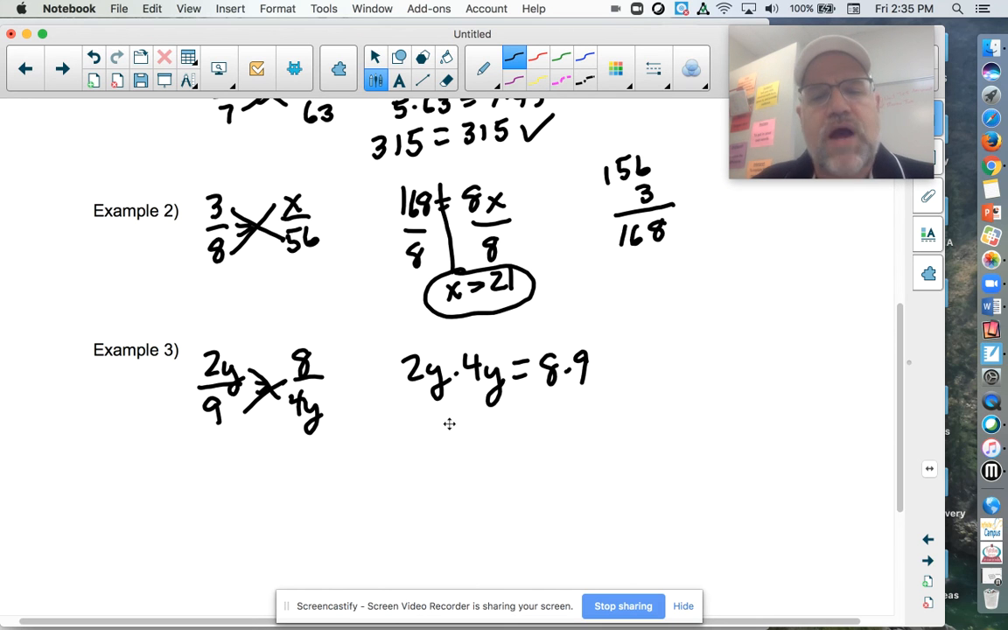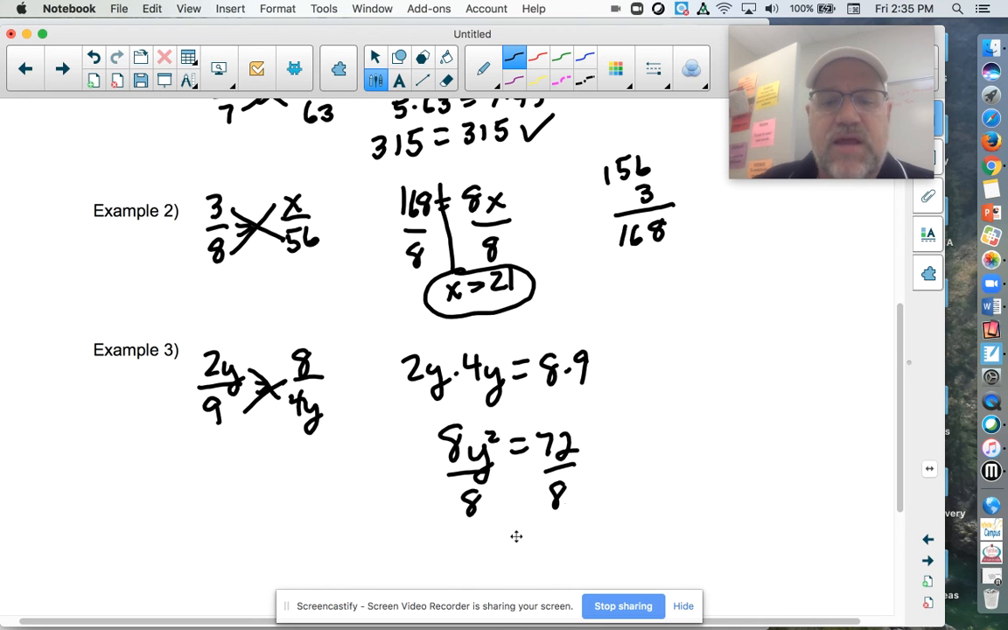Well, 2y times 4y, multiply the numbers, that's the easy part. 2 times 4 is 8, and y times y is y squared. And 8 times 9 is 72. And now this is still an algebra problem. The other one was a little simpler because I could just divide and get my variable. This time I'm going to divide, and I don't get my variable. I get y squared instead of just y. But 72 divided by 8 gives me 9.